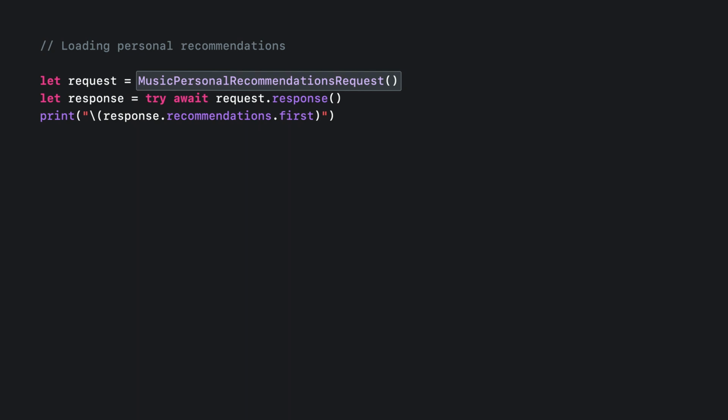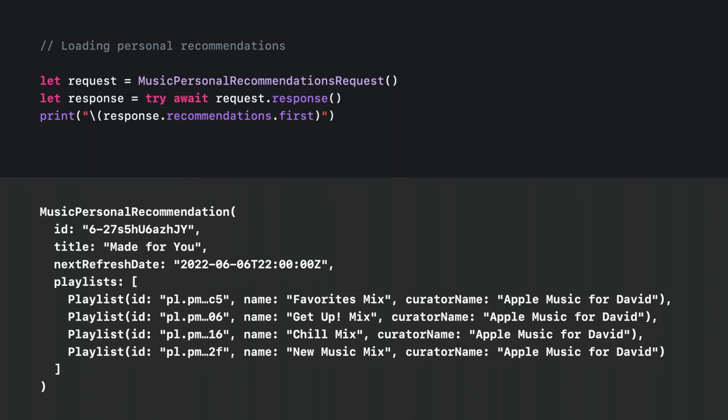When we log the first recommendation, we can see that this particular element represents the Made for You recommendation. Recommendations have an ID, title, and next refresh date. The next refresh date represents the date time for when this recommendation should be refreshed for the most up-to-date suggestions. The playlist property contains all of the playlists that are made for me.